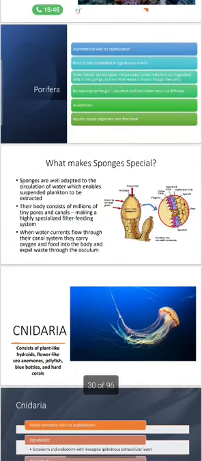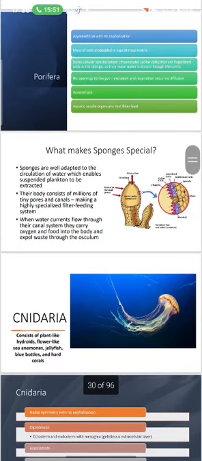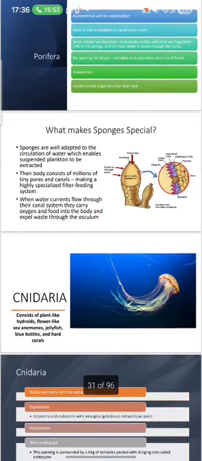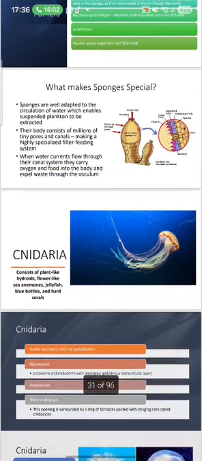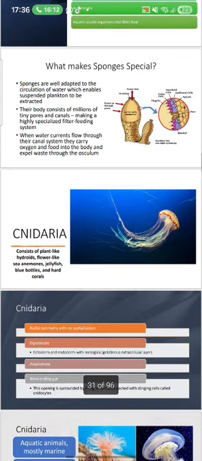They are acoelomates. They are aquatic sessile organisms that filter feed. So, what makes sponges special? Sponges are well adapted to the circulation of water, which enables suspended plankton to be extracted. Their body consists of millions of tiny pores and canals, making a highly specialized filter feeding system. When water currents flow through their canal system, they carry oxygen and food into the body and expel waste through the osculum.